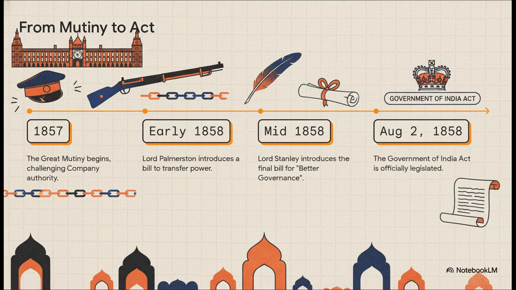And once things started moving, they moved fast. The mutiny kicks off in 1857. By early 1858, Prime Minister Lord Palmerston is already introducing a bill to transfer power. He actually had to resign, but his successor's government, led by Lord Stanley, quickly brought in a new bill. And get this, they called it an Act for the Better Governance of India. It was passed on August 2nd, 1858.